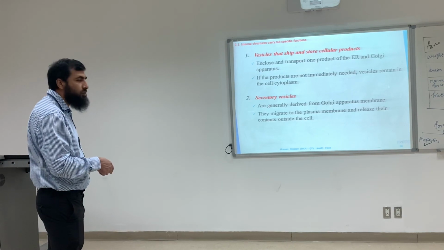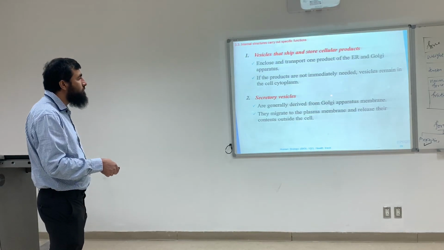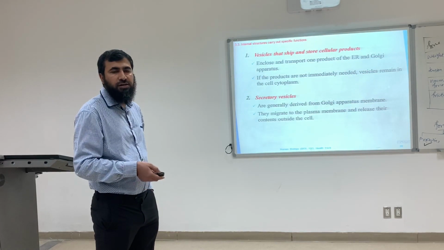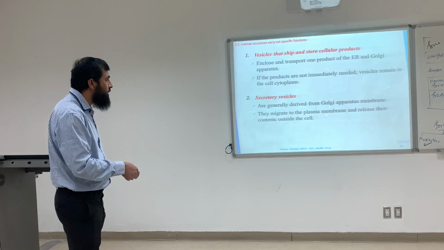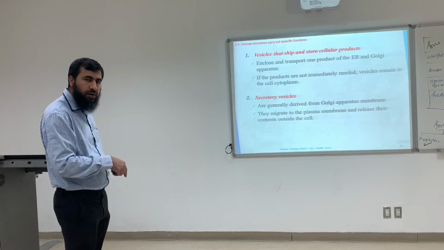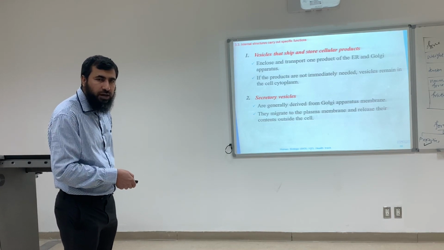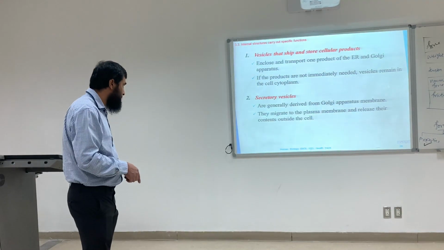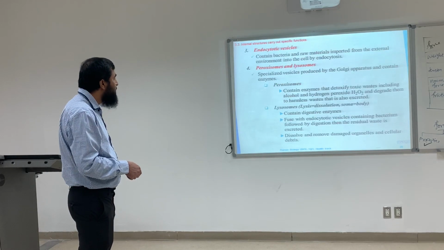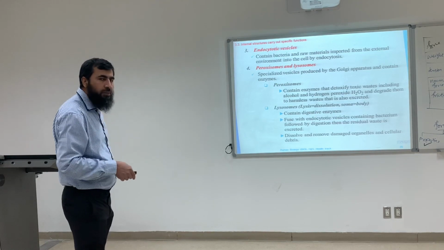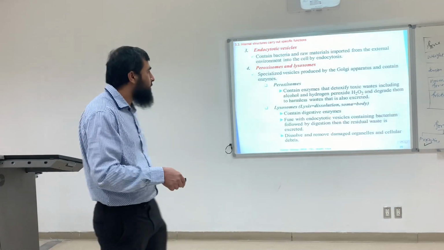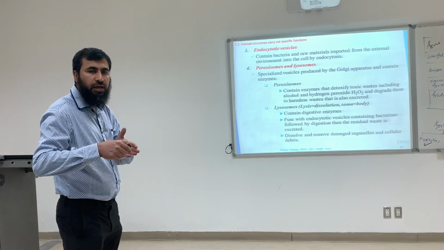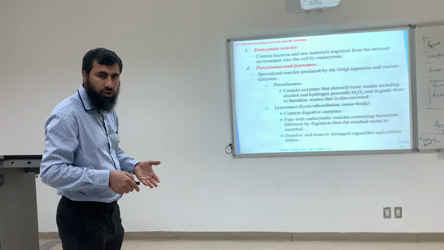The second type is the secretory vesicles. They're coming from the Golgi, okay, to the outside of the cell. So secretory vesicles come from the Golgi and they migrate to the plasma membrane, okay, where they fuse with the plasma membrane and release their content into the outside of the cell. Endocytic vesicles are coming from outside of the cell. So, for example, they're engulfing bacteria or material from outside of the cell and bringing it into the cell. So by endocytosis.